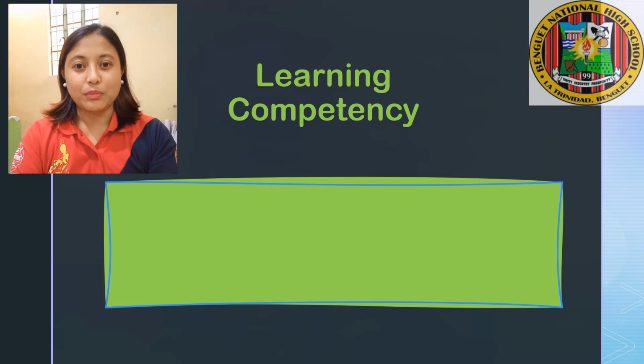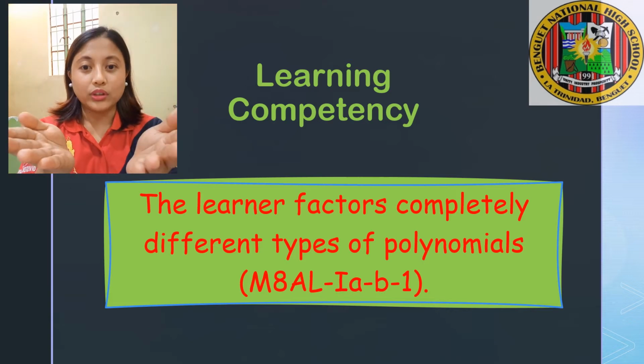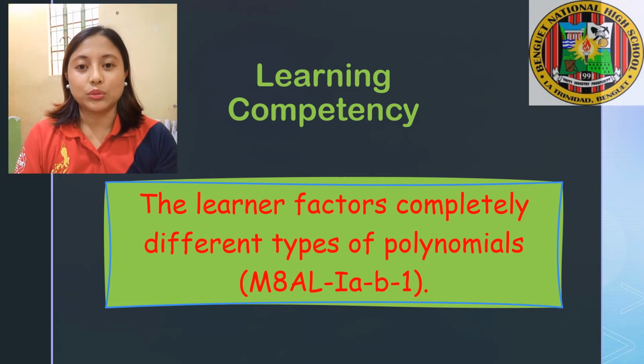This lesson is based on the K-12 curriculum learning competency: the learner factors different types of polynomials. By the end of this lesson, you, the learner, should be able to identify perfect square trinomials, follow the steps in factoring perfect square trinomials, and apply the steps in factoring perfect square trinomials on the expressions given.